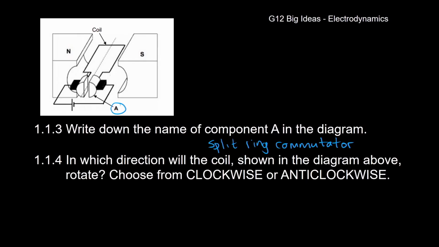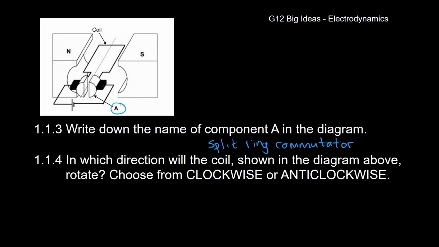Now 1.1.4 says, in which direction will the coil shown in the diagram above rotate? Choose from clockwise or anti-clockwise. So we need to know some things before we can answer this. The first is, which way is the permanent magnetic field lying? So here in this picture, we're going to draw it in again. We have the permanent magnetic field, and it is from north to south.